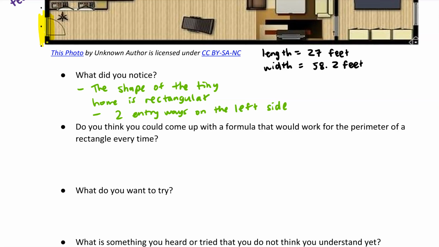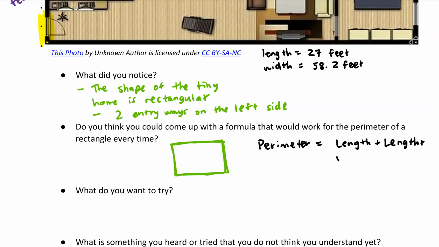Okay. The second question asks, do you think you could come up with a formula that would work for the perimeter of a rectangle every time? Recall that if I have a rectangle, I have to add up these four lengths, or the four distances. And so let's think about what that formula looks like in general. So the last time what we did is we said that the perimeter was equal to the length plus the length plus the width plus the width.